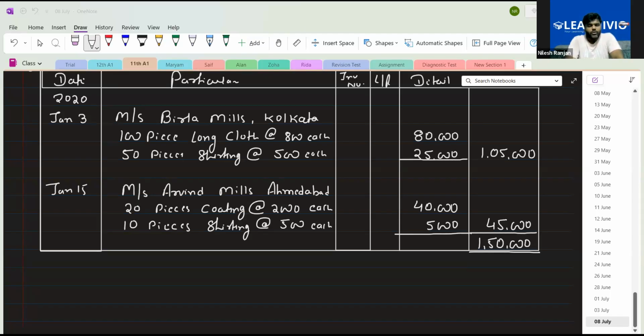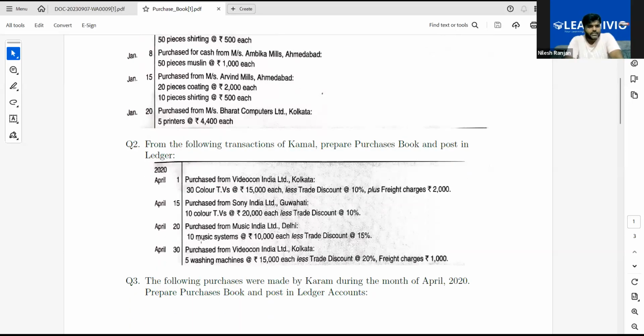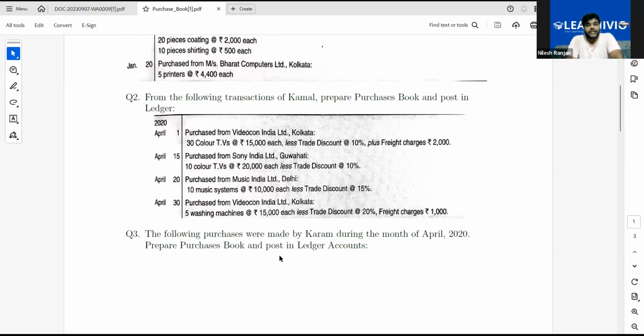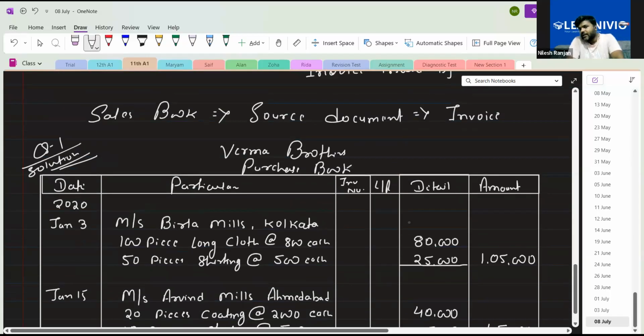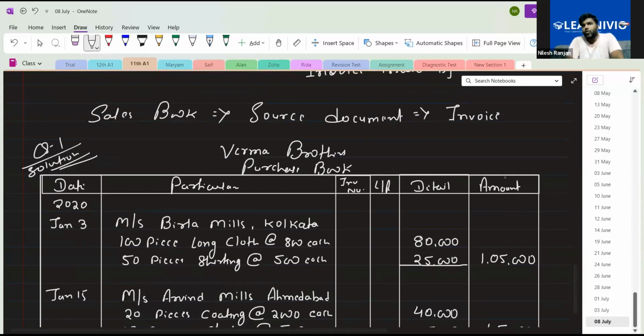Okay. Now, in the second question, you can see that freight, discount, everything is given. Sometimes if there is more detail, you can increase the columns. There will be different columns for these items, cost, freight, GST, if given in the question. And if there is anything else, you can write it. So you can increase the columns as per the detail given in the question.